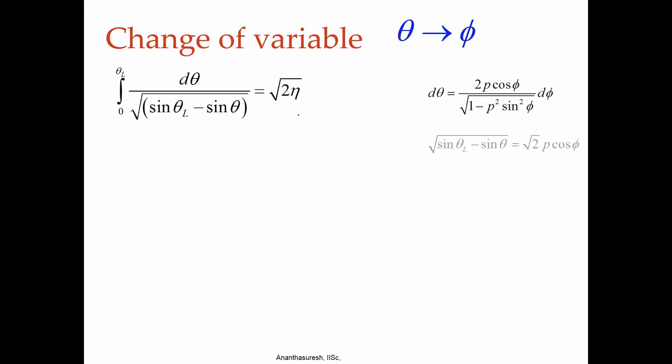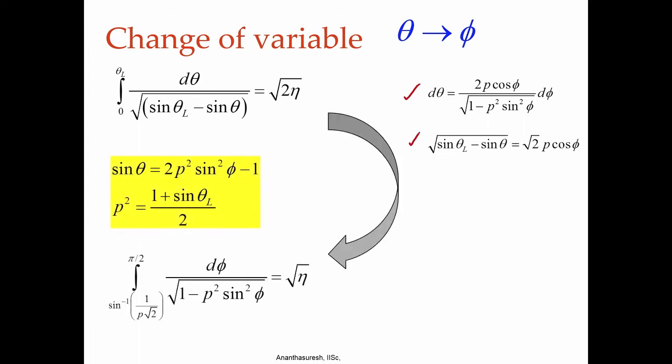Let us see what we get. So, when you do all this with these two things that we did in the last slide, when you substitute over here, and the limits that we did, sine inverse of 1 over p root 2 to π/2, and then dφ divided by the square root of 1 − p² sin²φ is equal to η. We have taken this 2 also to the other side. The square root of 2 and the square root of 2 will cancel. The cos φ that is there here, this goes to the denominator, that goes to the numerator, they all cancel. Finally, we get this one.